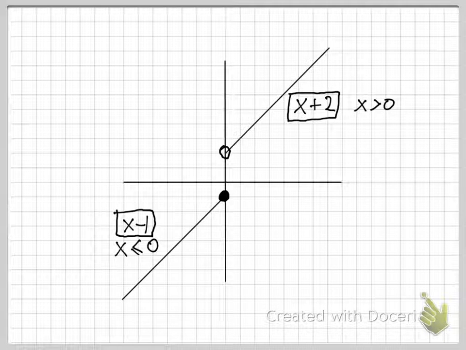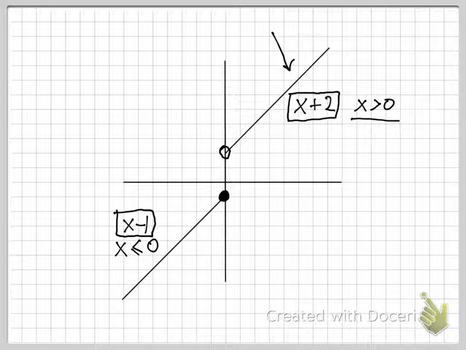Here's some examples of domain and range of piecewise functions. Okay, we have a line on the right of x equals 0, x plus 2, and this is for x is greater than 0. We have a line on the left of x equals 0, and this is x minus 1, and again for x is less than or equal to 0. That's why it's got the solid dot there.